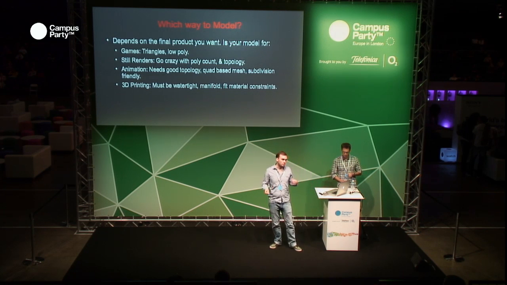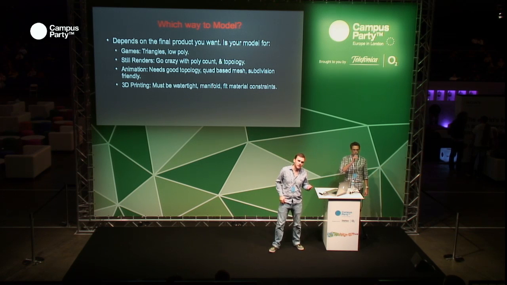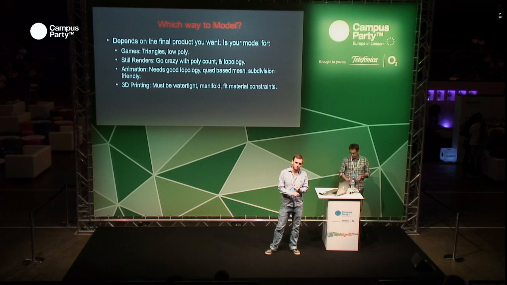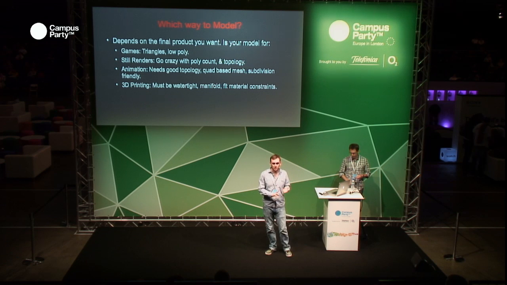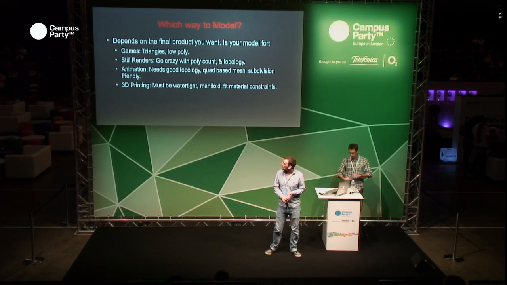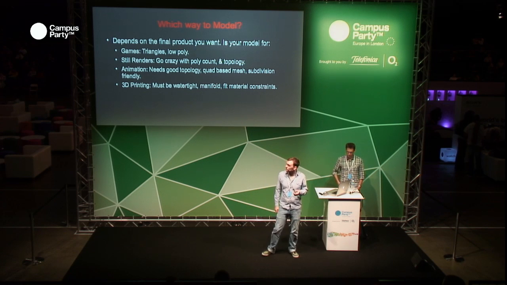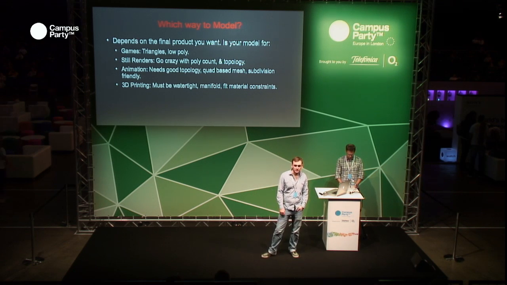So the type of model that you are going to make depends on what you want to use it for. It's pretty obvious. If you want a game model, it's going to have to be made up of triangles, it's going to be low poly, if it's going to be on a mobile device or something like that. But that goes out the window if you want to do a still render, maybe. Here, your poly count can go into the millions, maybe even into the tens of millions, something like that. Blender's capable of handling that.